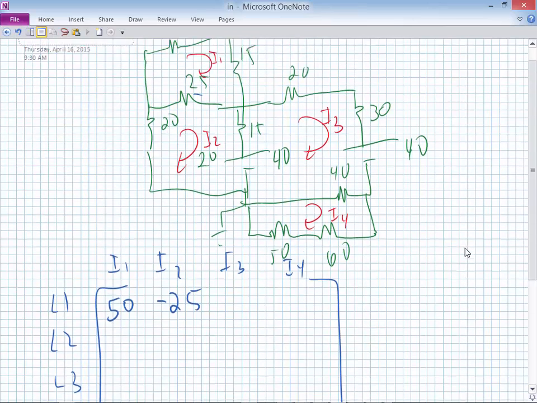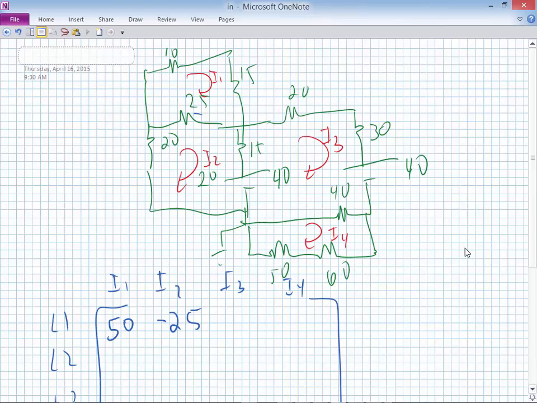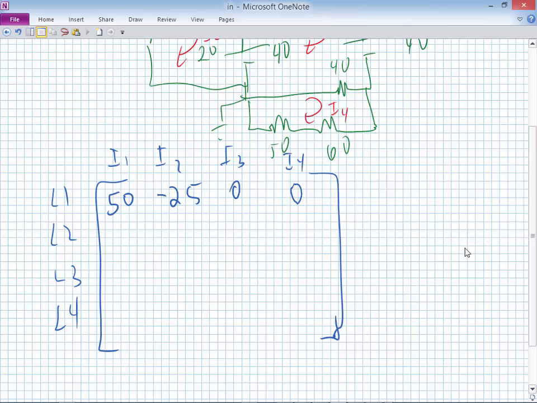Now, between loop 1 and loop 3, do we have any resistors in common? I'm just going to write a 0 here. Between loop 1 and loop 4, do I have any common resistors? I just write a 0. Now, this is where the shortcut comes in: if I don't have anything in common between I1 and I4 when I do the first row, I'm not going to have anything in common when I do the fourth row. So I can just go ahead and put that 0 there.